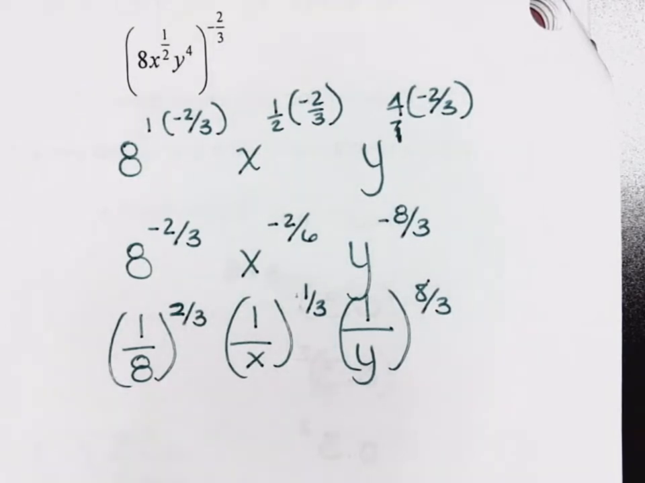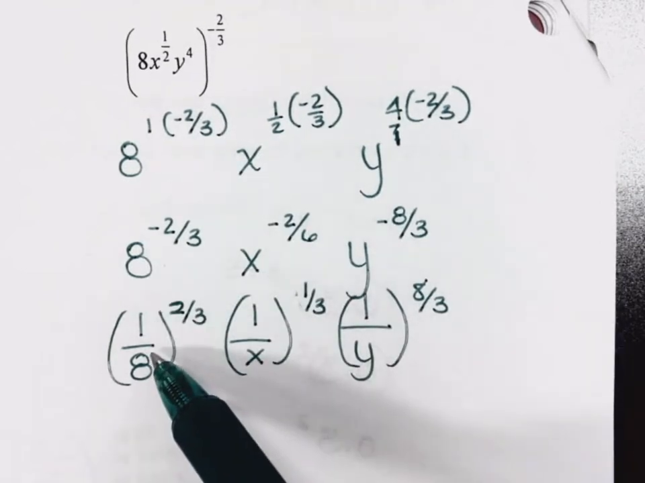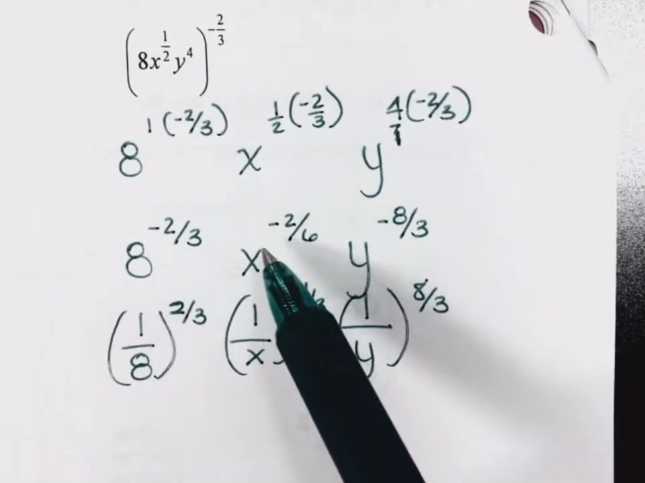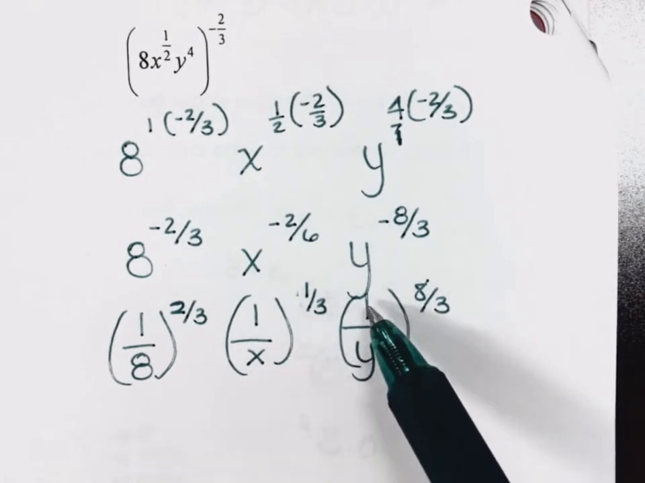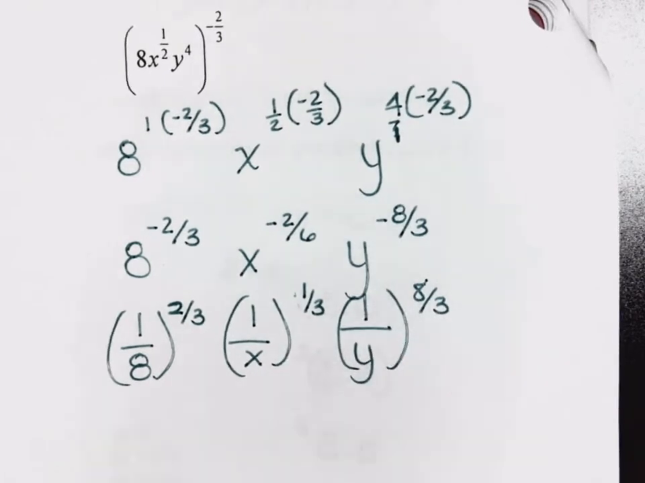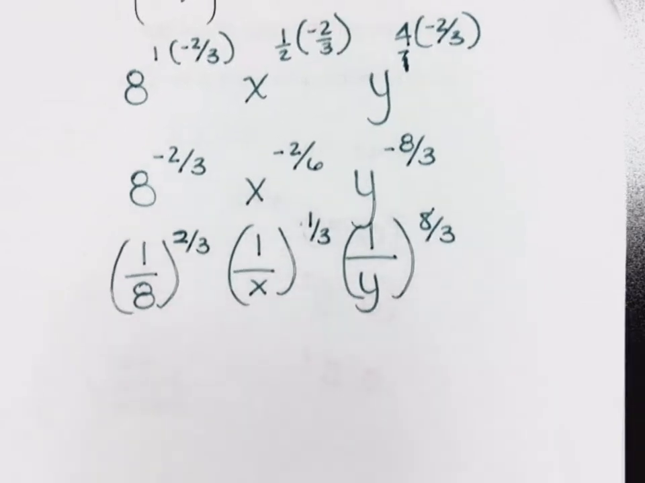Next line, I dealt with the negative exponents. All that means is to flip my base. So if it was 8, now it's 1 over 8. If it was x, it's now 1 over x. If it was y, it's now 1 over y. And then you just drop that negative from the exponents. So that's all I've done so far. It looks pretty icky, but it's not too terrible.